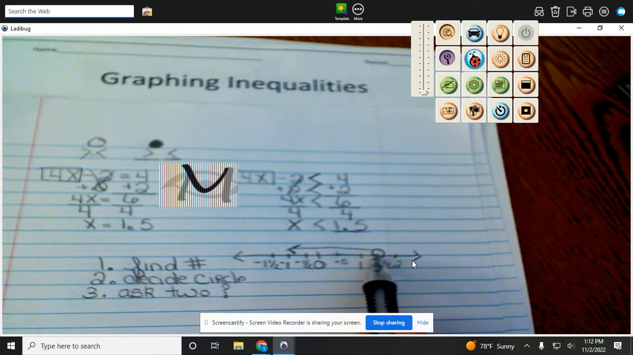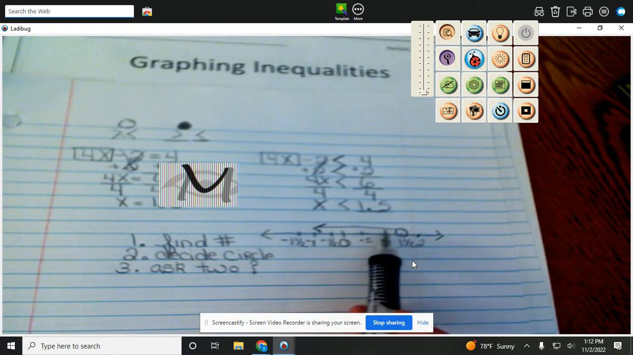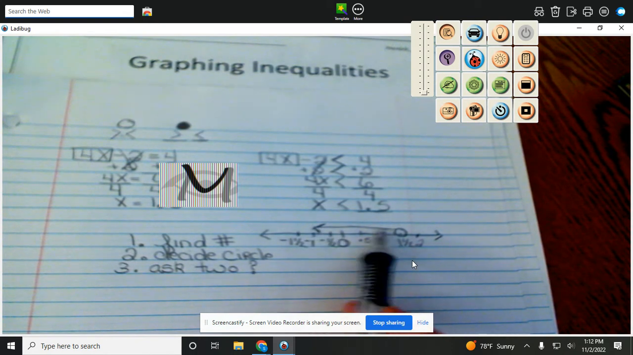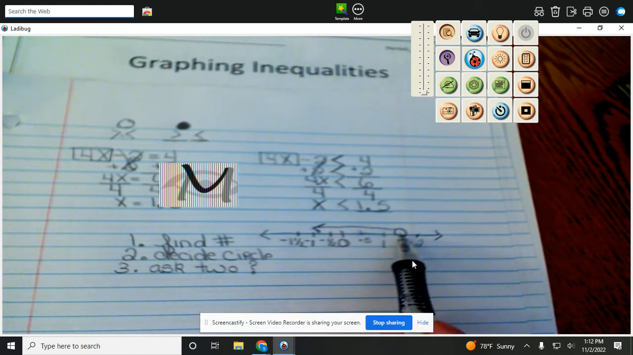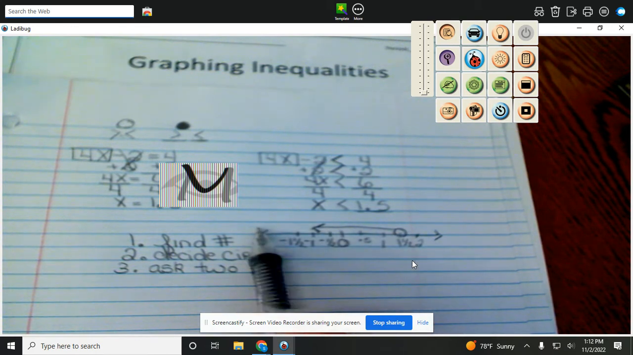1.5 is where we're starting. It has the less than sign, so it's going to be an open circle. And we know that it's going to go this way to the left side because we've asked ourselves two questions. Is 0 less than 1.5? Yep. Is -1 less than 1.5? So we're just going to elongate this with an arrow, saying that it can go on forever.